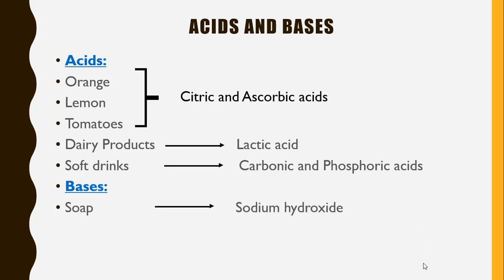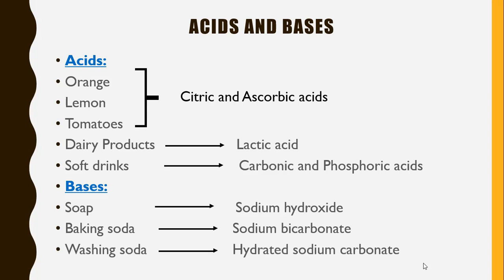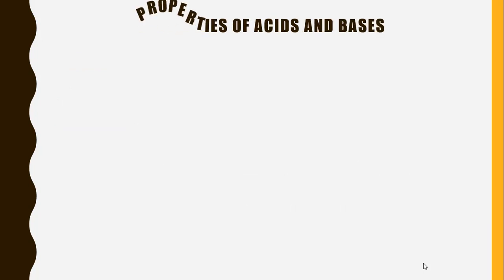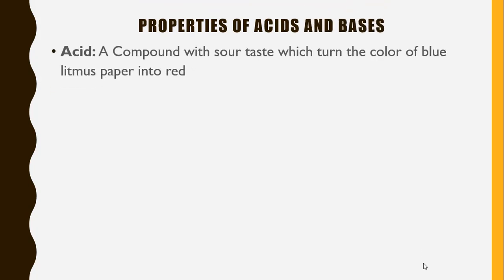While for bases, soap contains sodium hydroxide NaOH, baking soda contains sodium bicarbonate, and washing soda contains hydrated sodium carbonate. This is the acids and bases in some of the products that we use. Properties of acids and bases.